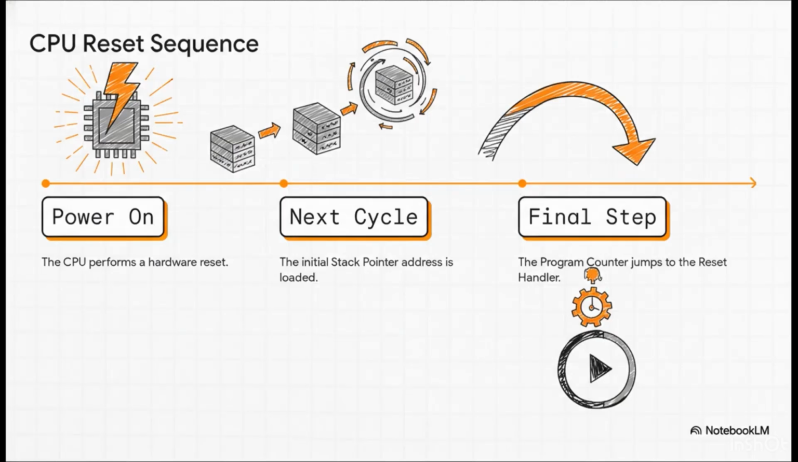The instant power hits that chip, a sequence that's totally controlled by the hardware unfolds. It's incredibly fast. The CPU resets, then it immediately does two things. It loads an address into something called the stack pointer. Just think of it as a bookmark for now. And then it loads another address into the program counter, which is the thing that always points to the next instruction to run. And that address is our entry point, the reset handler.